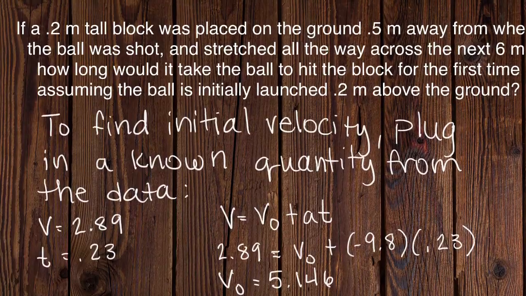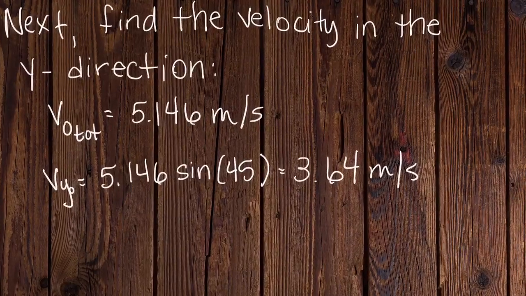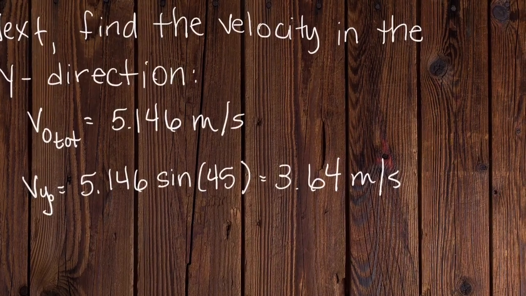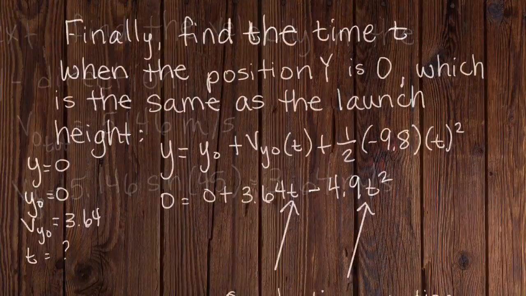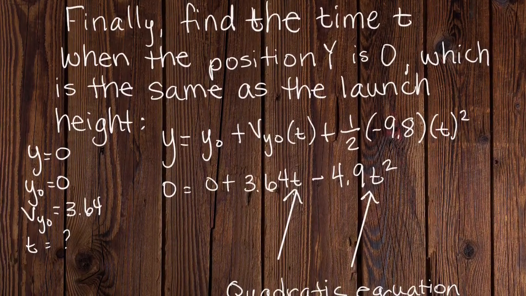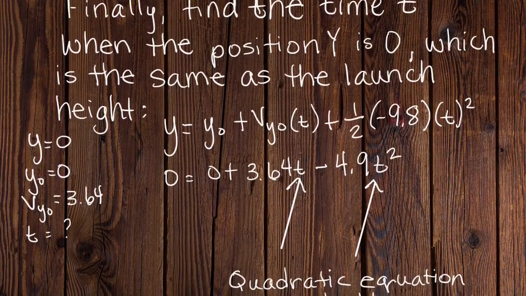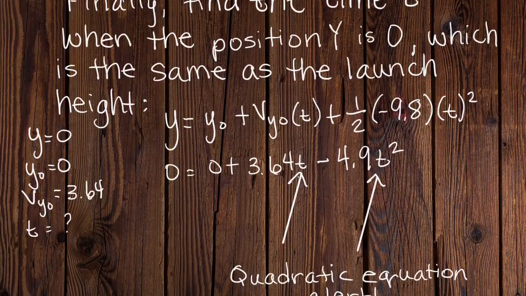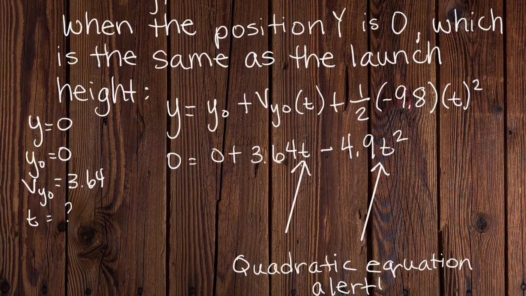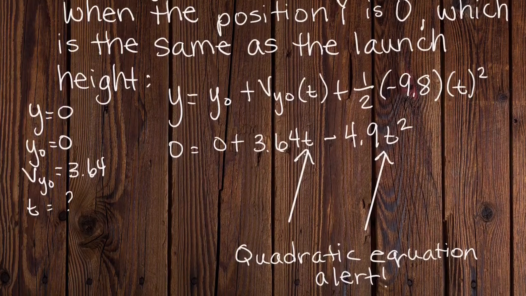Then I use that to get the V naught in the y direction, which you just do 5.146 times sine of 45 degrees, and that gives you 3.64 for your V naught in the y direction. Then to find the time, I plug that into the distance kinematic equation, because it starts at 0 and ends at 0. You plug in Vy naught, which you just got, and the time you don't know, and then 0.5 times negative 9.81 times the unknown time squared.